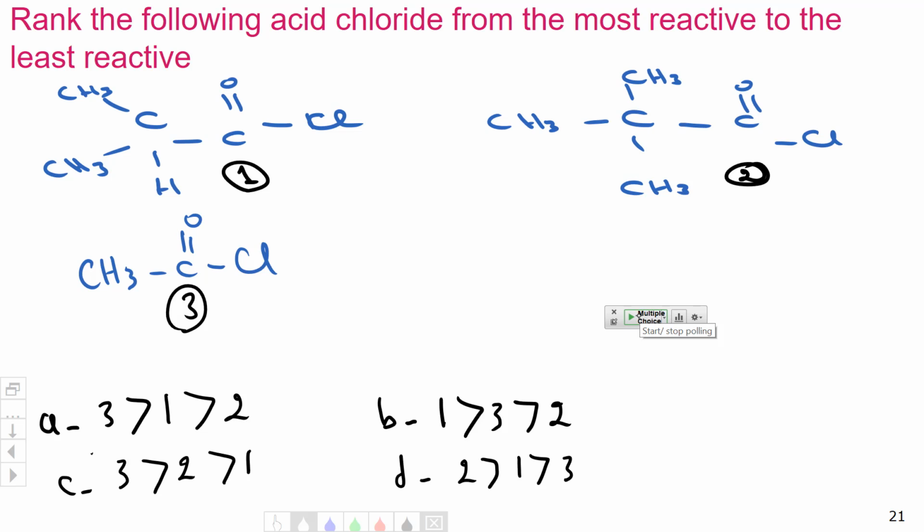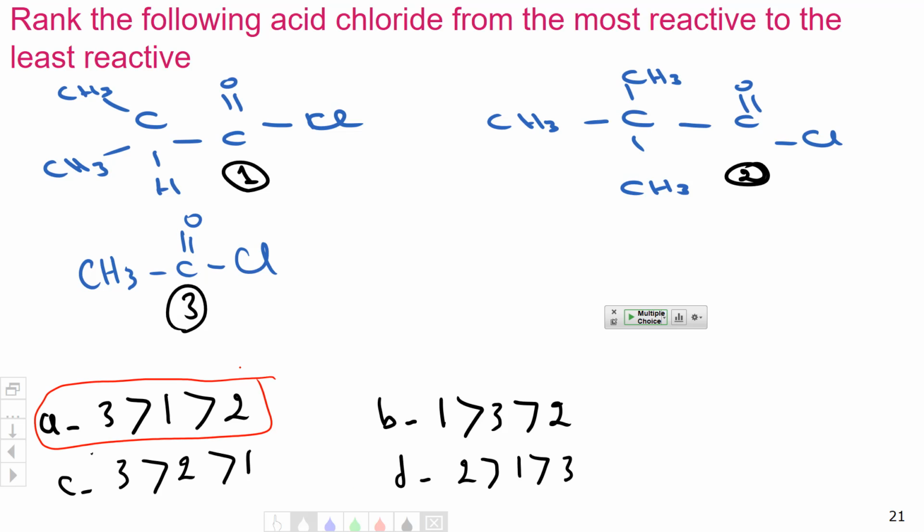So rank the following acid chlorides. All of them are acid chlorides, from the most reactive to the least reactive. So you're choosing alphabetically, either A, B, C, D. So stop the video and do it. And I have A to be the most popular answer. A is the right answer.